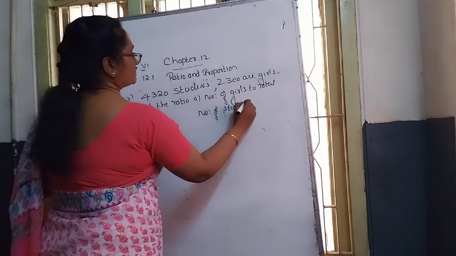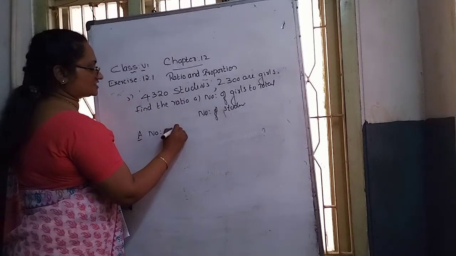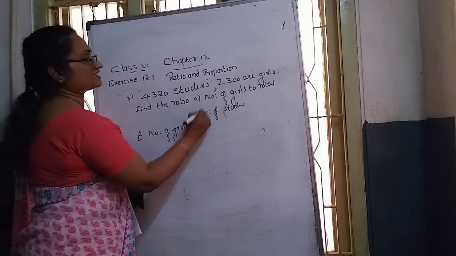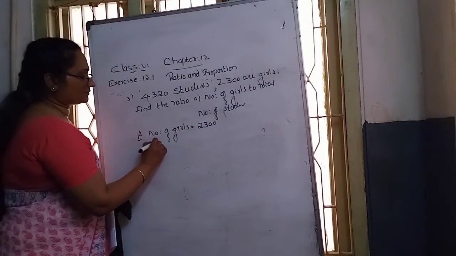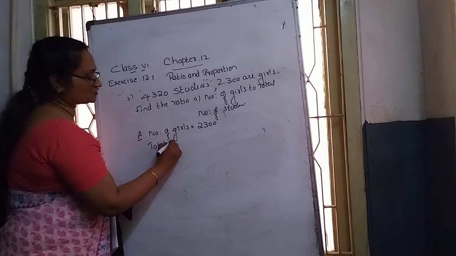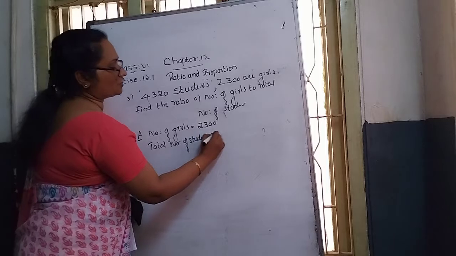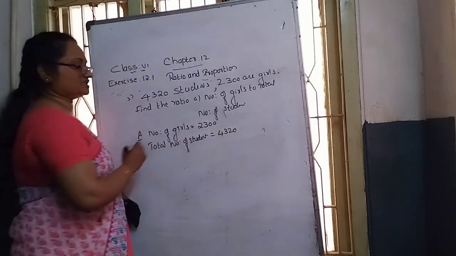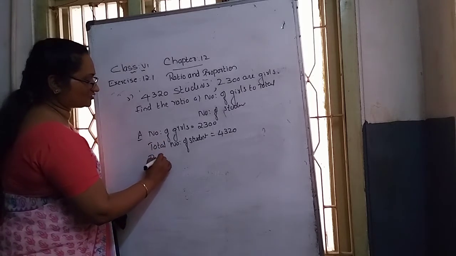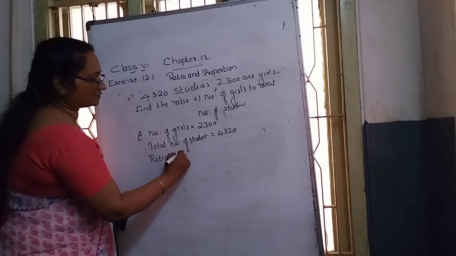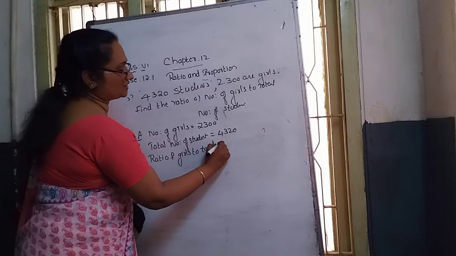First step, the number of girls: how many girls are there in that college? 2,300 are the girls. Total number of students is 4,320, the total strength of that college. Then the ratio: they are asking girls to the total number of students ratio.